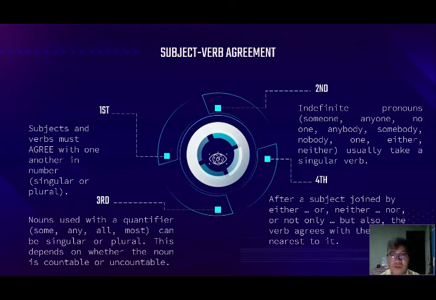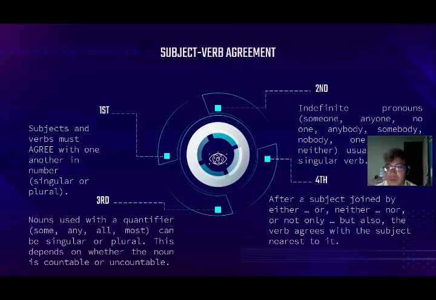The second one, indefinite pronouns such as someone, anyone, no one, anybody, somebody, nobody, one, either, neither, usually take a singular verb, depending on the construction of the sentence. The third one is that nouns used with a quantifier like some, any, all, most can be singular or plural. This depends on whether the noun is countable or uncountable. The last one is that after a subject joined by either/or, neither/nor, or not only/but also, the verb agrees with the subject nearest to it.